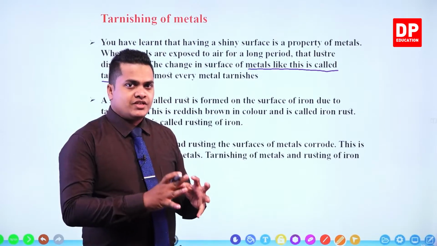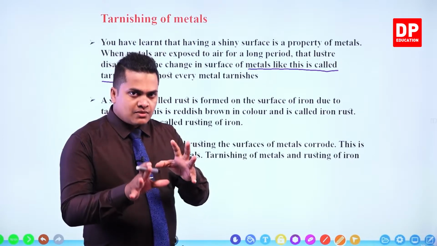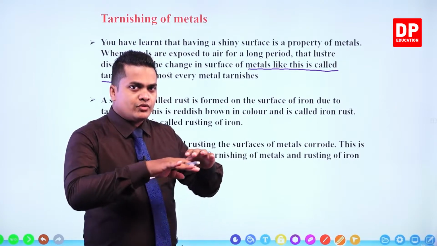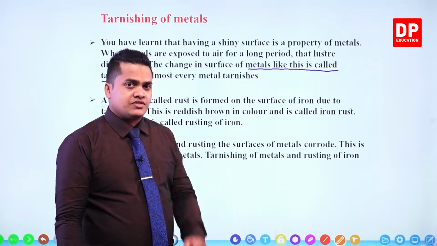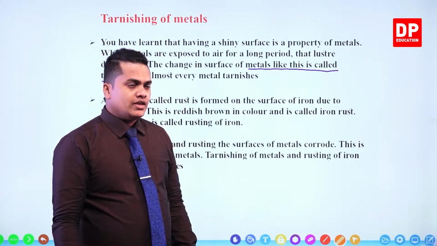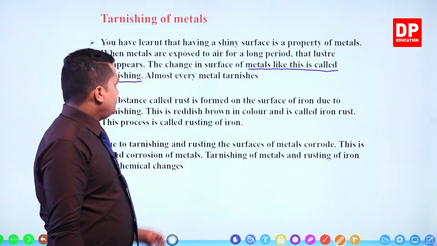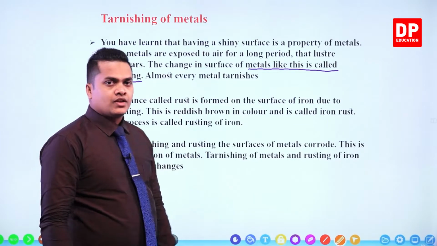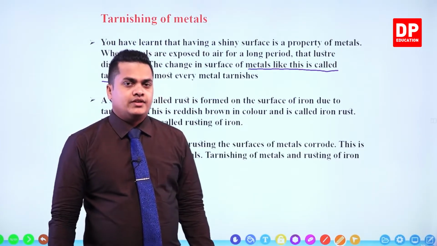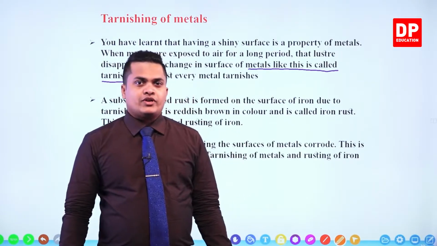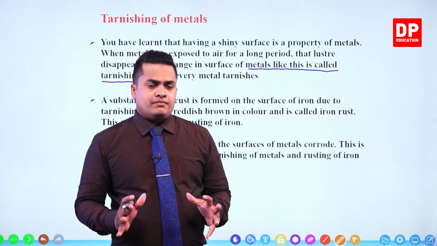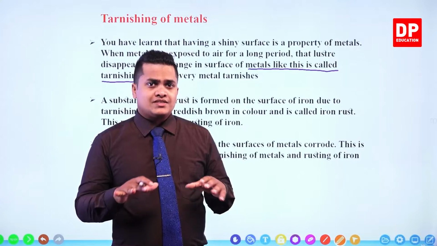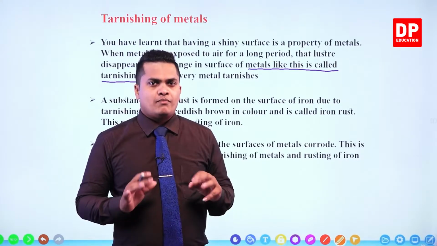Why does the lustrous nature disappear? Because some special kind of substance is going to form on the surface, reducing that lustrous nature. Okay, right then. Almost every metal tarnishes. Each and every metal is going to tarnish. But the color of the tarnished substance changes from metal to metal.